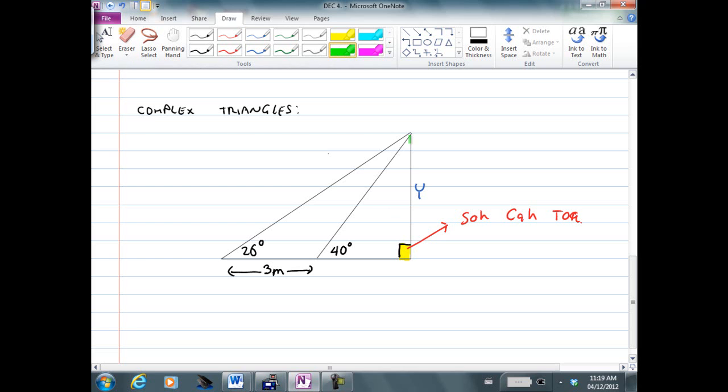But SOHCAHTOA only works for this green triangle because there's 90 degree right there. The question is, how am I going to find y? We got to use SOHCAHTOA because y is part of that triangle. Now, to find y, you need to find one more side. I'm going to pause it and let you guys figure this out on your own.